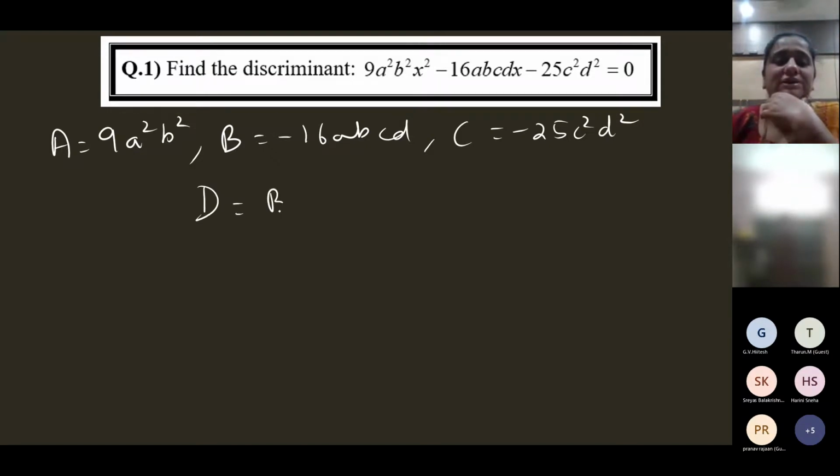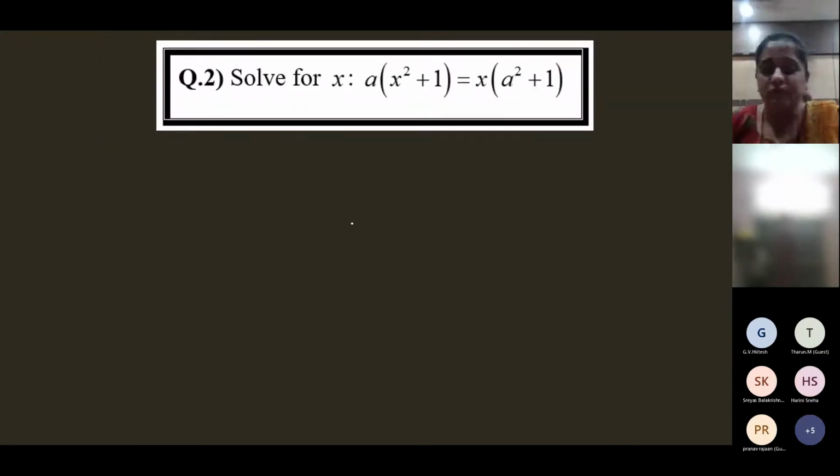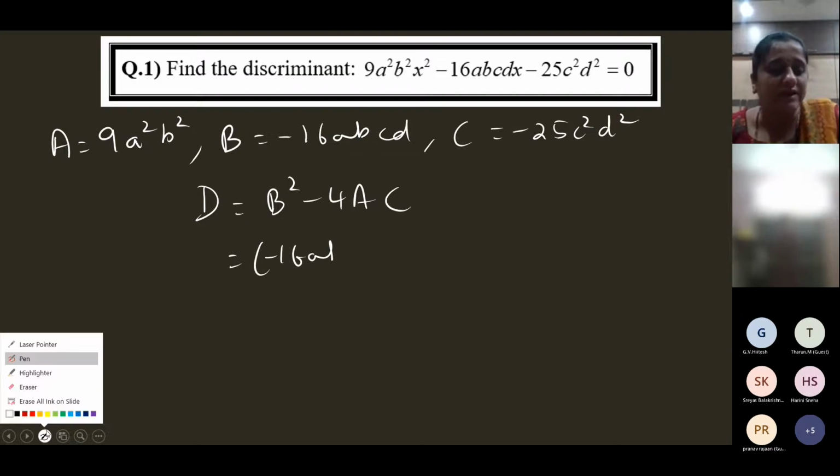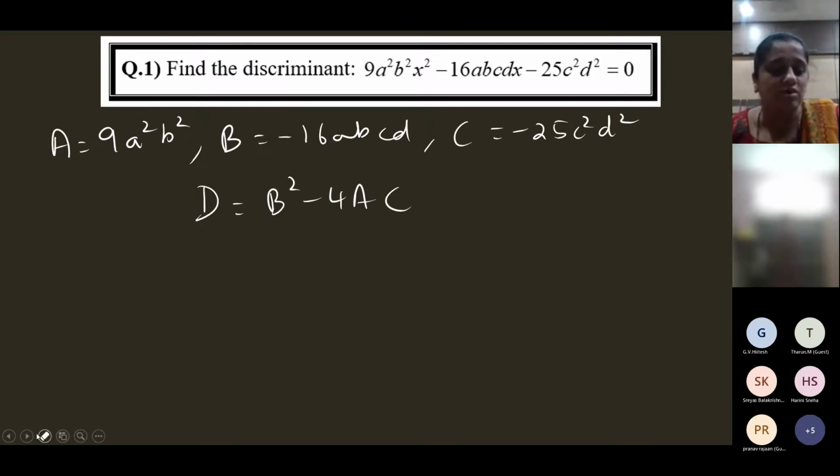How do you find D? B square minus 4ac, correct? Now we just have to put the values here. So what is it? Minus 16abcd. See, you should not write like this. If you write this, you're wrong.